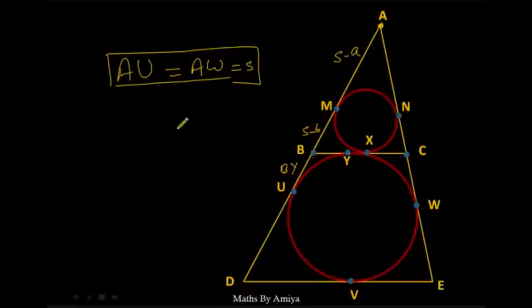So AU is AM plus MB plus BU, which is AM is s minus a, first concept, plus s minus b, first concept, plus BU, which is BY, a tangent. This is the value of AU.